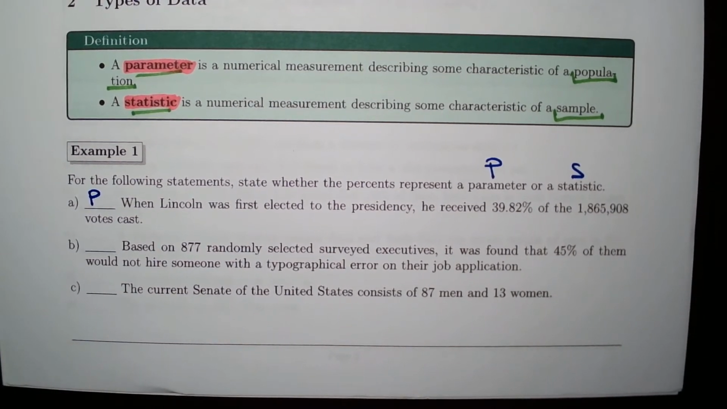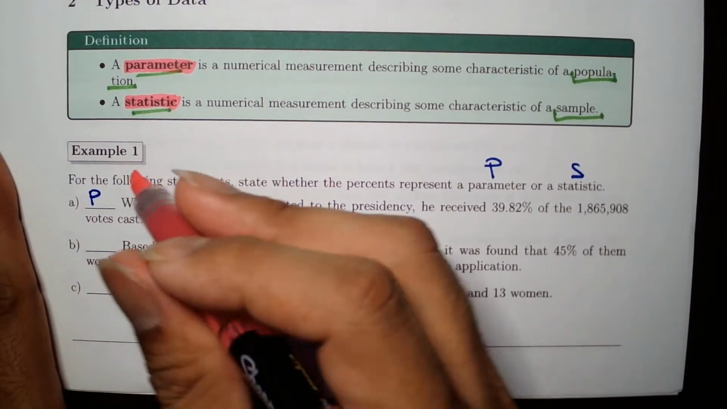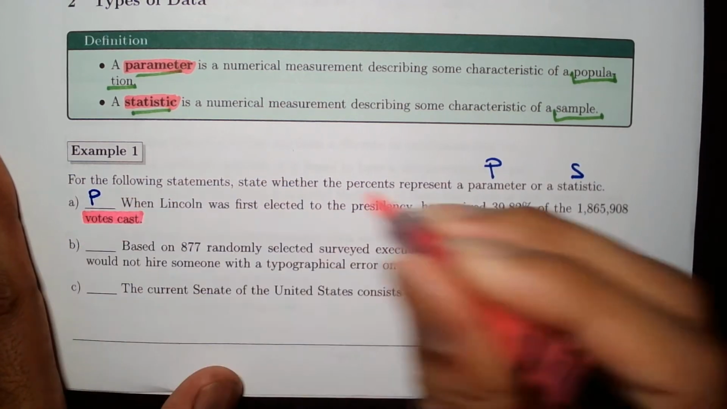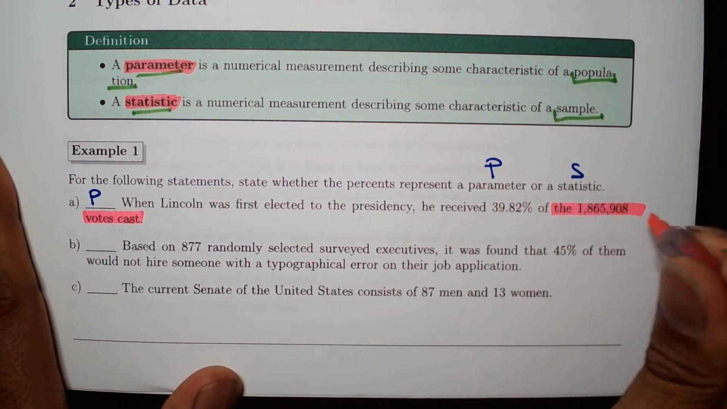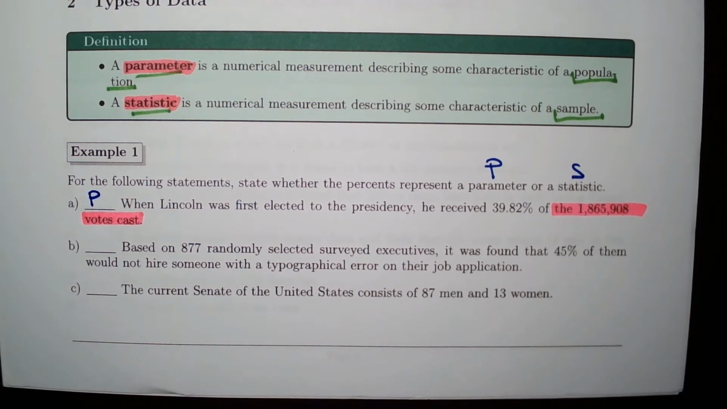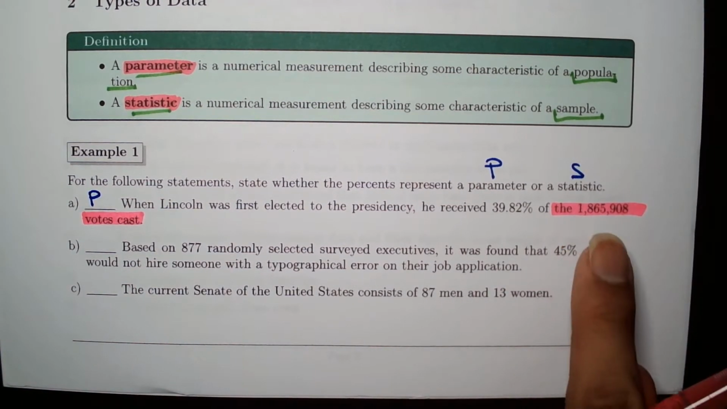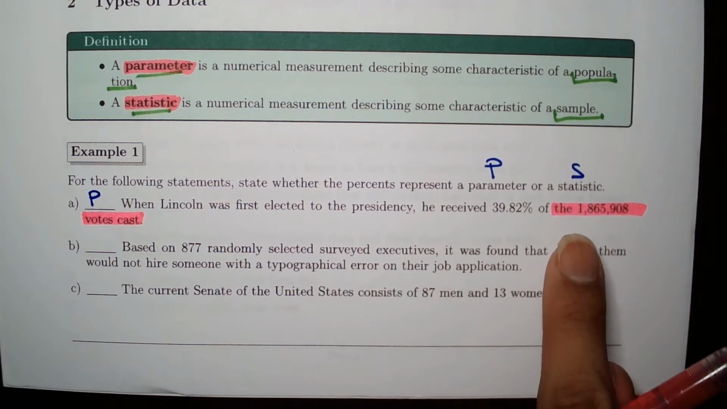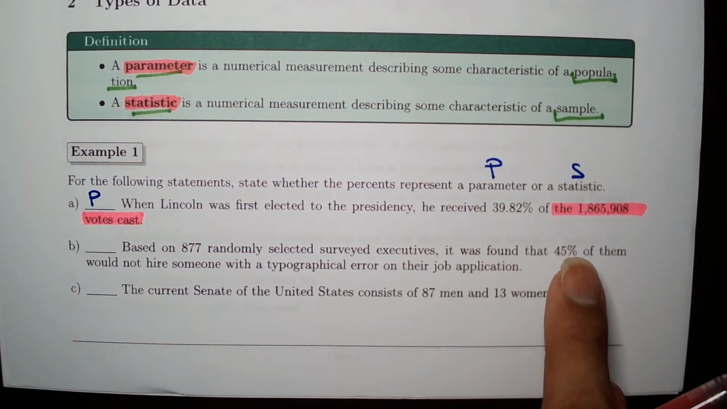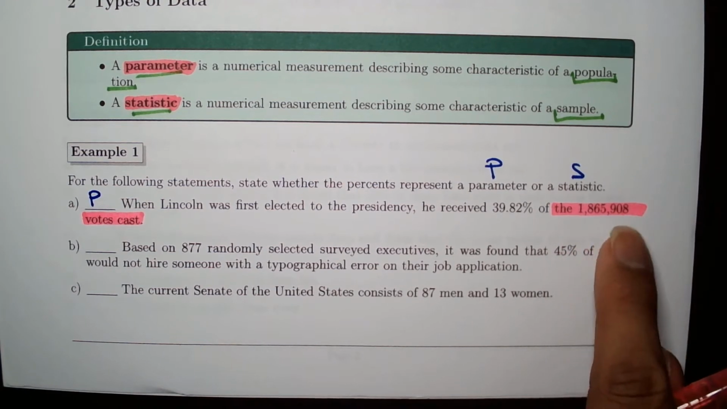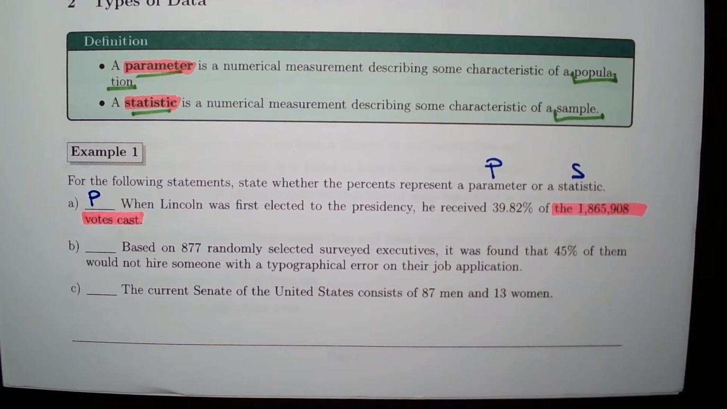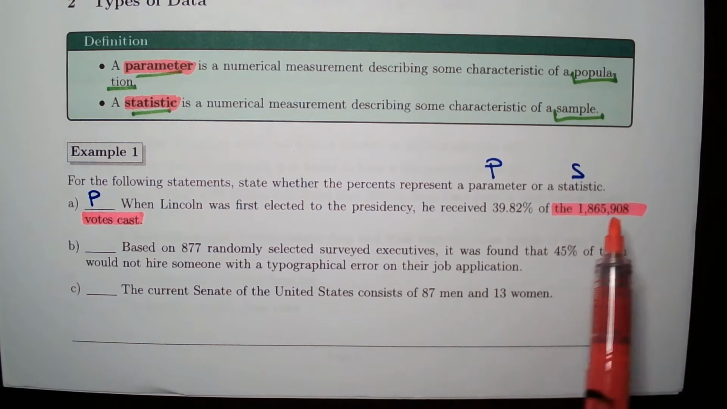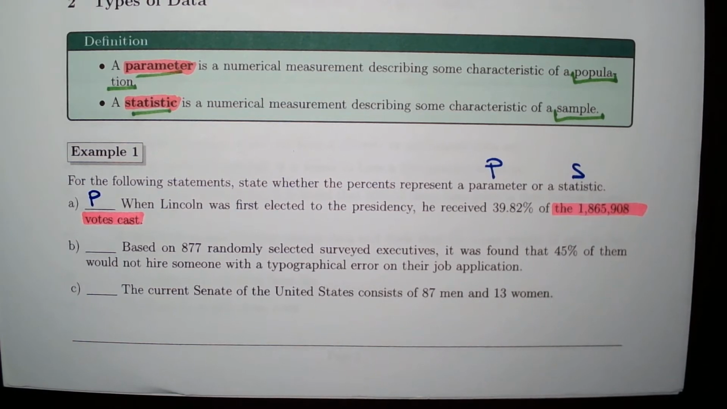In this case, they're telling us of the almost 2 million votes cast. If it were said otherwise, 39.82% of a sample of this number from a larger number, then we would be talking about a statistic. That would be a sample, but in this case, we're talking about the almost 2 million votes cast. So that's all of them. None of them are excluded. So population. I mean parameter.